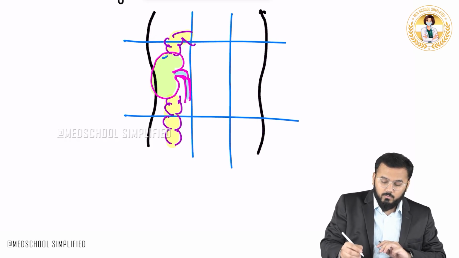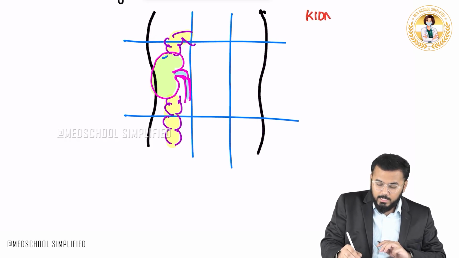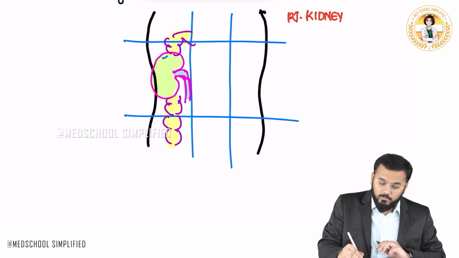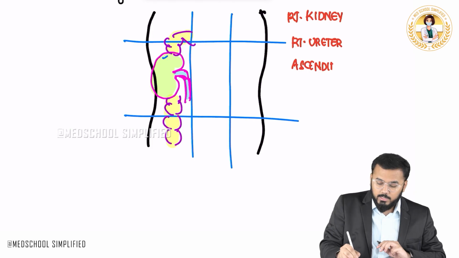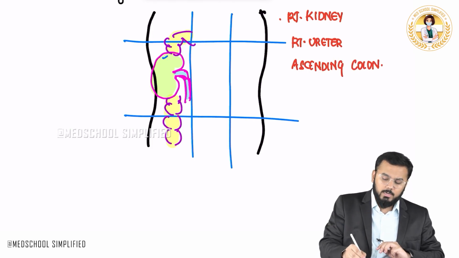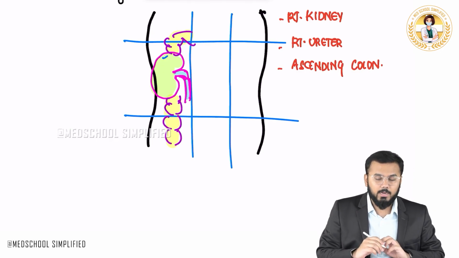So three important structures. What are they? One is your kidney. Now which kidney, right kidney or left kidney? This is the right kidney. And you have got your right ureter. And you have also got your ascending colon. So these are the three important things that you have got in the right lumbar region.